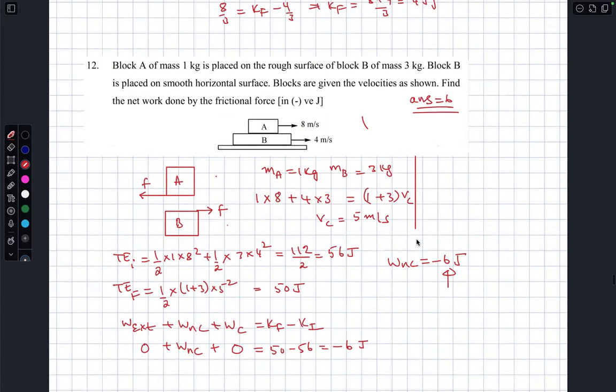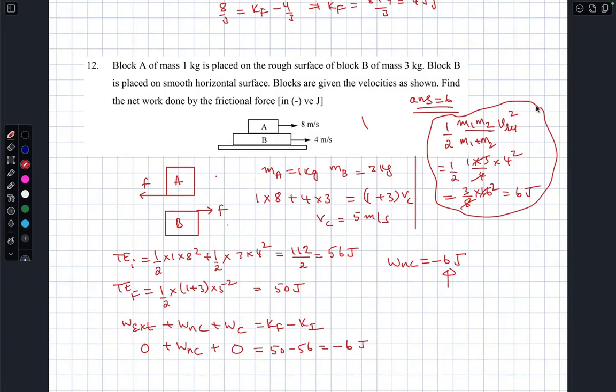Suppose I knew the center of mass frame. In the center of mass frame there is this much loss. So half into 1 into 3 by 4 into V relative square, 4 square, because 8 minus 4 is 4. This is 16. 3 by 8 into 16 is 6. Do you see?